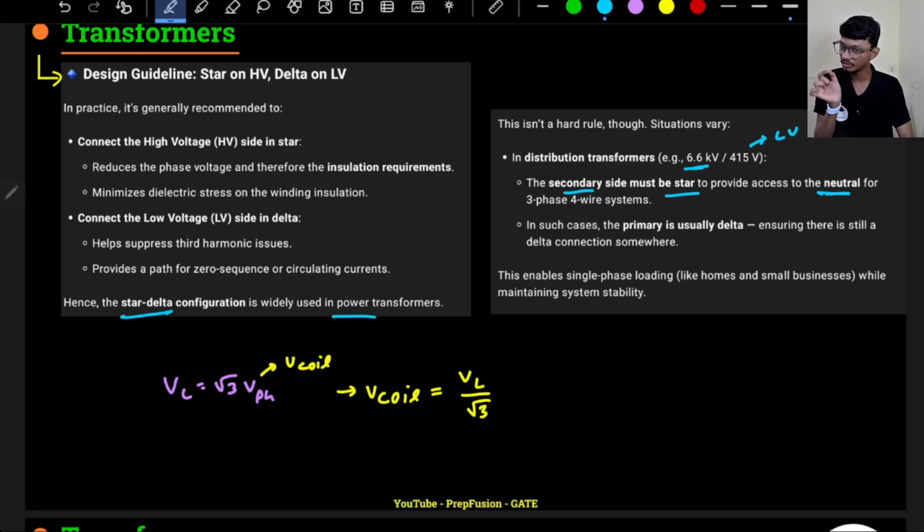So this time the high voltage winding, we have no choice, it will be delta, and the low voltage winding, LV winding, will be star. So again, this can be asked in interview. Why am I telling you all this? Because these things can be asked in interview, that's why.